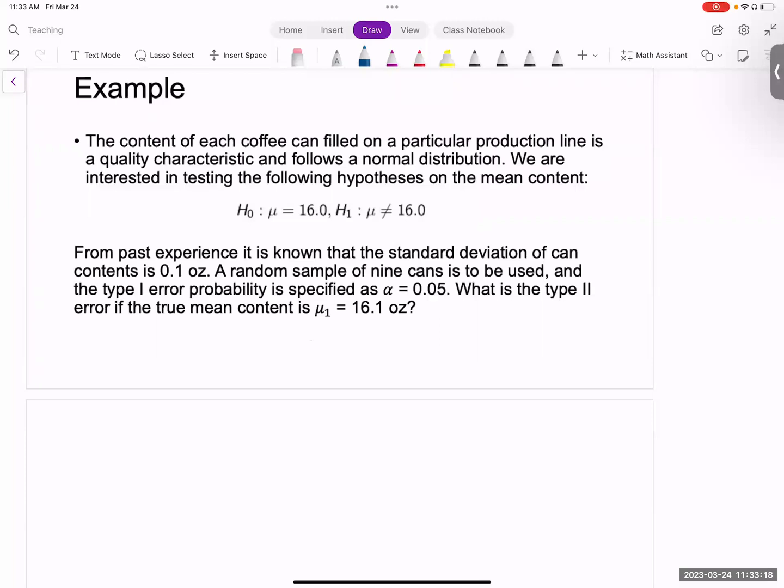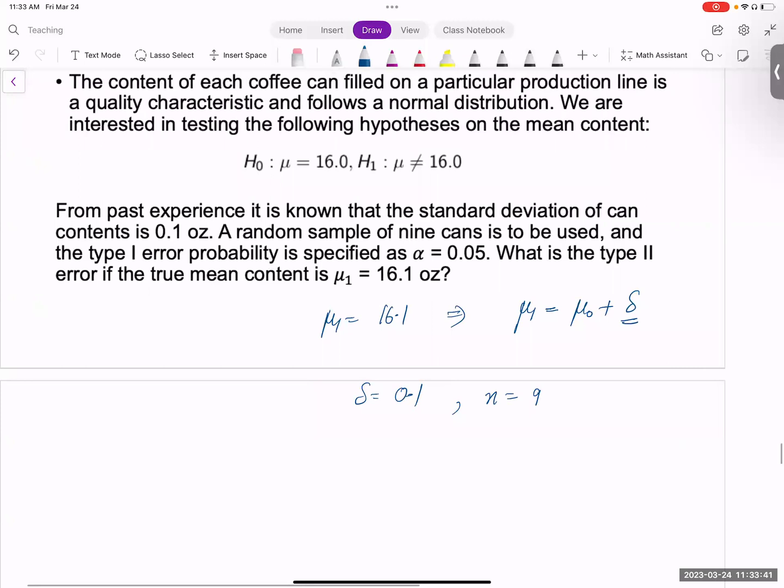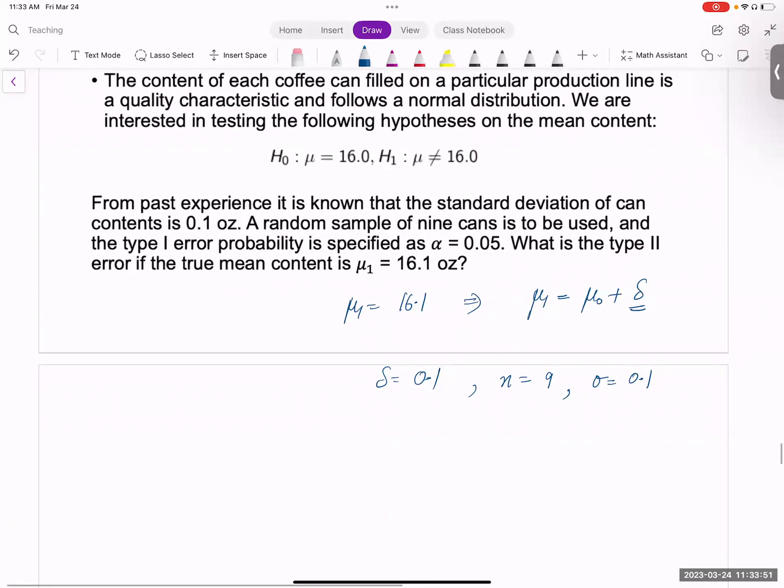So if mu1 is equal to 16.1 ounces, I can find out mu1 is equal to mu0 plus delta. So I can find out delta, right? Delta in this case is 0.1. We already know n is equal to 9. It's given to us. And then we also know sigma is equal to 0.1. And we know alpha is equal to 0.05.